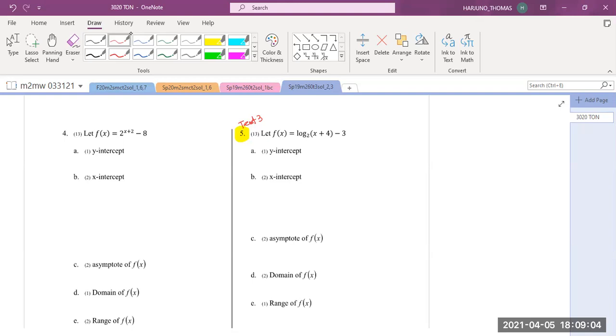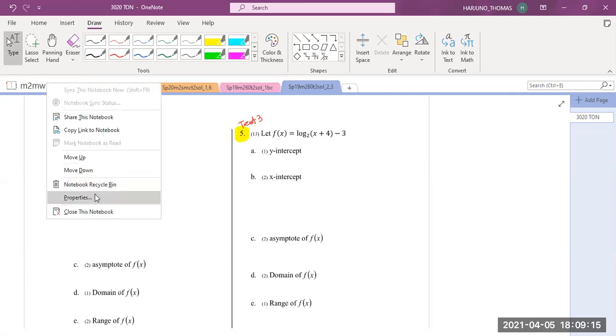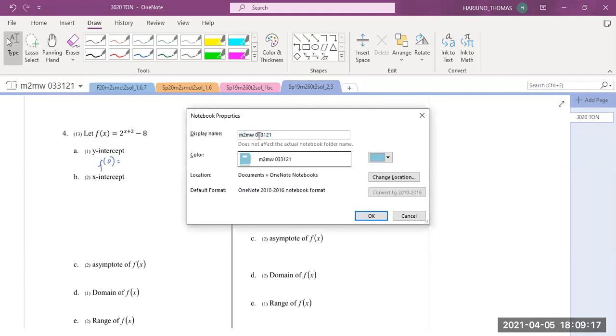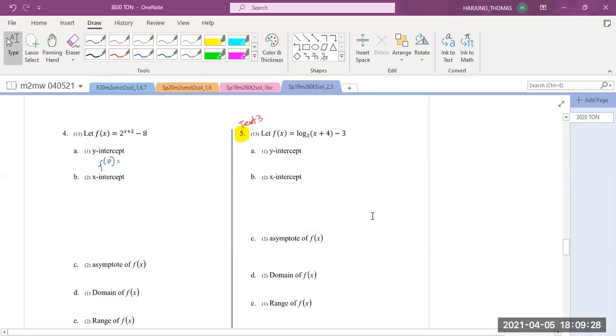Now let's do this one. What is the y-intercept? The y-intercept is f(0). I forgot to change the date here, so now I change this to April the 5th. Then this is 2 squared minus 8. That's 4 minus 8, which is -4. So the y-intercept is (0, -4).